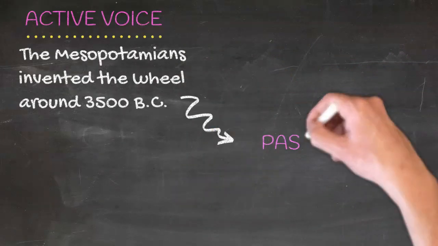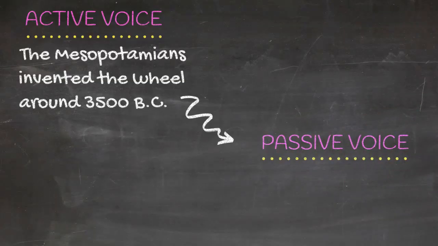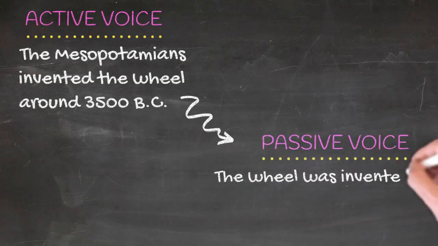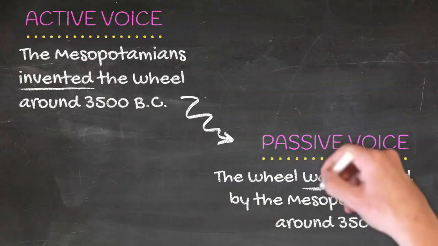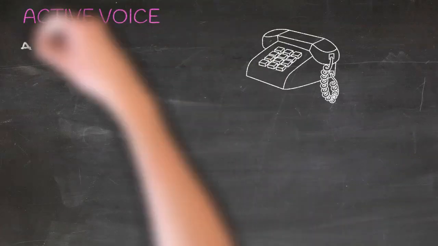In this lesson, we will learn how to make sentences in passive voice, which is, the wheel was invented by the Mesopotamians around 3500 BC. See the difference between the two? Now let's see another example.